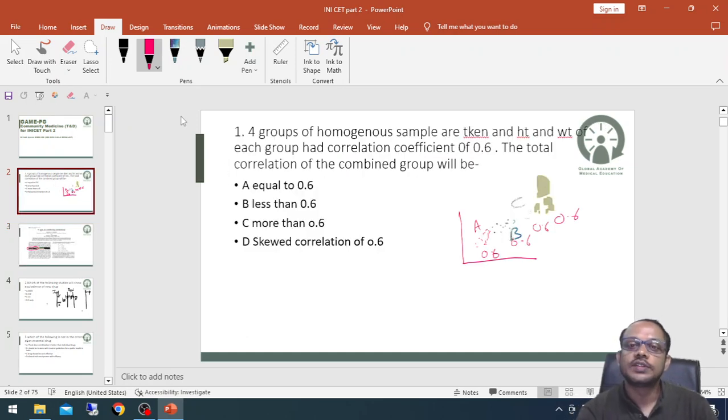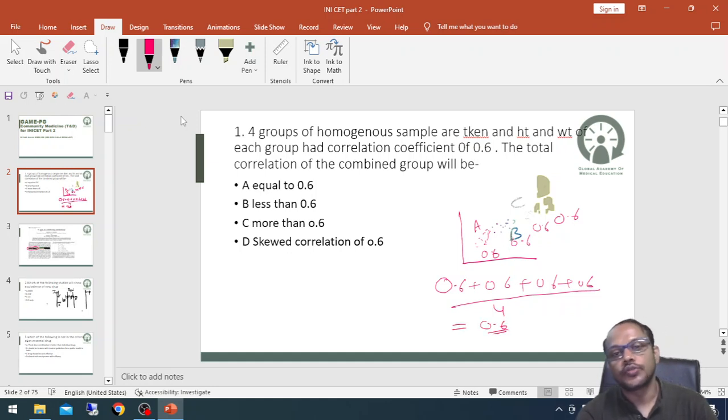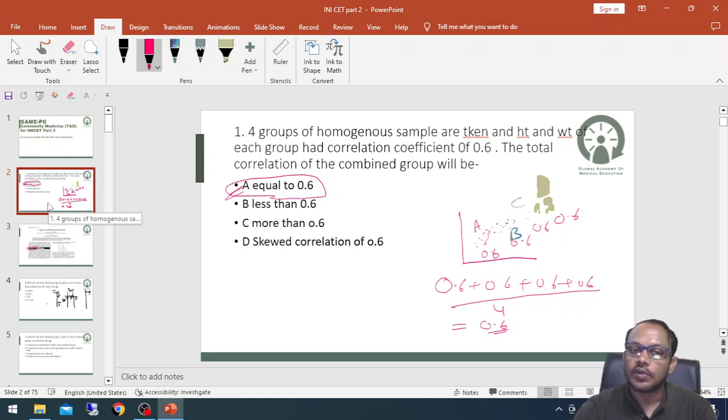So, if the homogeneous sample is there, you can simply take the average of all these 0.6, okay, 0.6 plus 0.6 plus 0.6, and these are 4 samples. So, divided by 4 it equals 0.6. So, our answer should be equal to 0.6, okay. It is a very simple question, but asked in a tricky way, the way of the INI-CET, the tricky questions, but it is simply solved. You do not need to use so many statistics formulas, you simply have to take an average of that, okay.